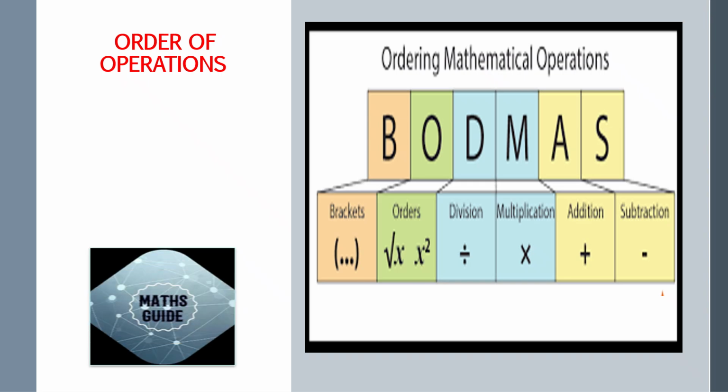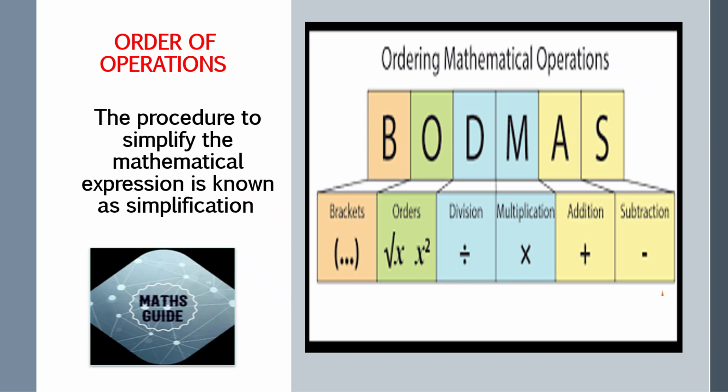Actually, we use BODMAS to simplify any expression. So let's understand what simplification is. The order of operations in simplification is the set of rules that tells us the correct sequence to solve a mathematical expression so anyone can get the same answer.